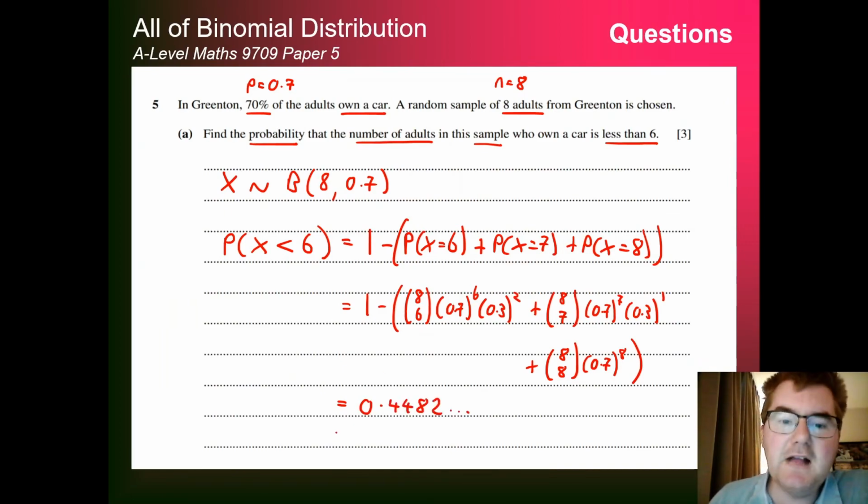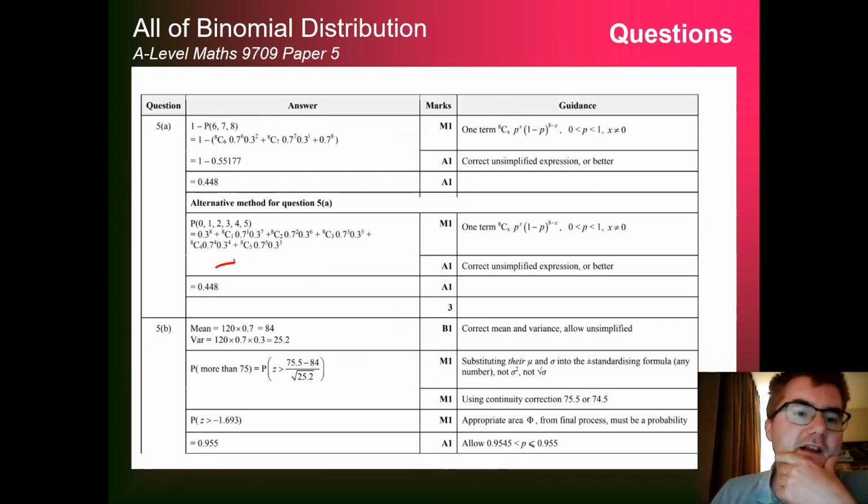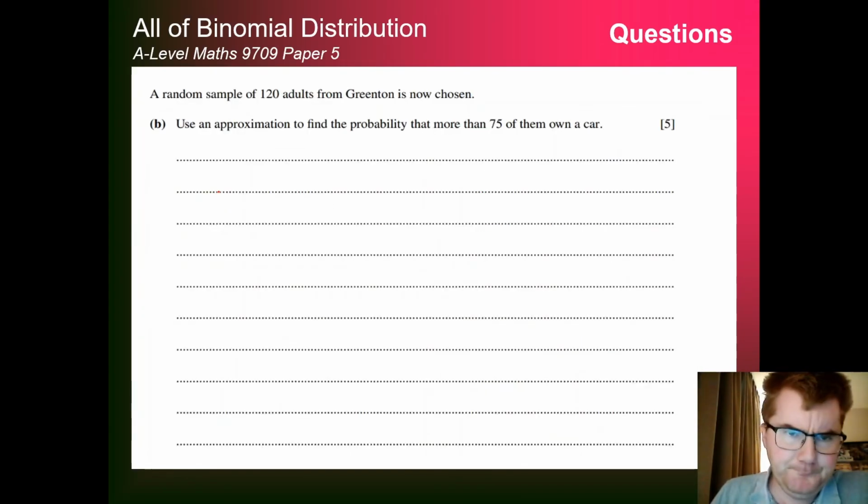0.4482 dot dot dot, and so we'd round this then to 0.448. Again, you can see in the answer, I wouldn't recommend the alternative method. This is a much quicker way to get 3 marks here.